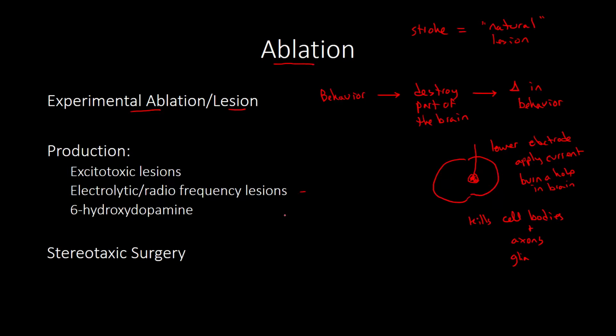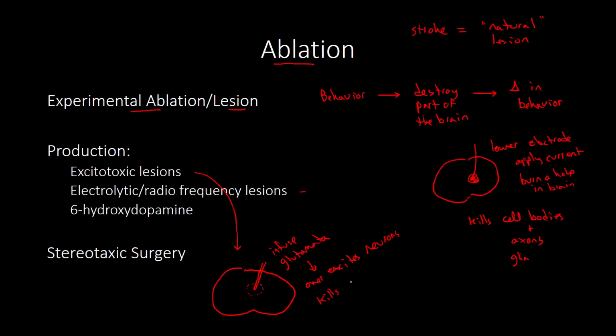I can also, for excitotoxic lesions, take my brain, inject a needle, and infuse something like glutamate. What that glutamate is going to do is diffuse, and it's going to overexcite neurons. This has the advantage of killing cell bodies only. It doesn't kill axons. We'll talk about chemical lesions later.